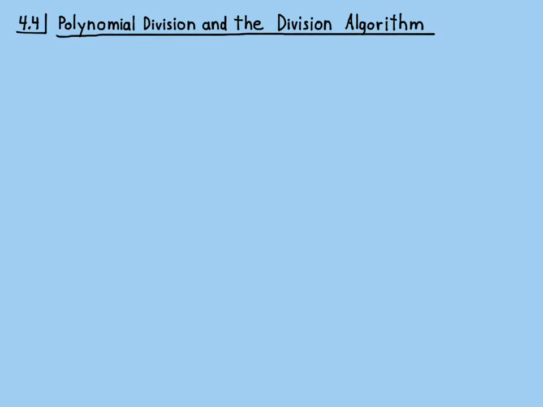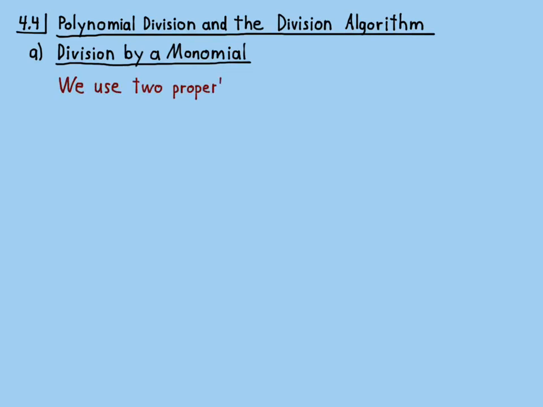Section 4.4, polynomial division and the division algorithm, has two basic sections. The first subsection is division by a monomial, and the second subsection is division by a binomial or more terms. So basically we use two properties of real numbers to divide by a monomial.